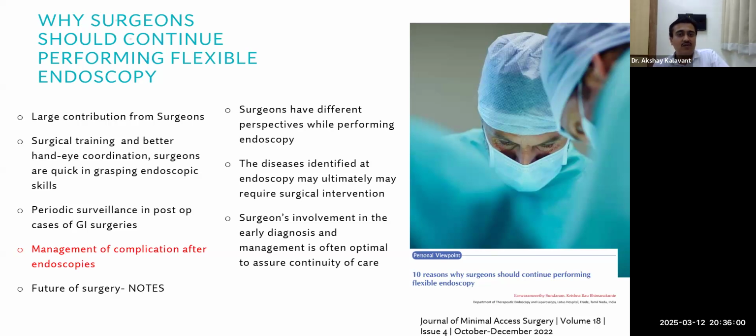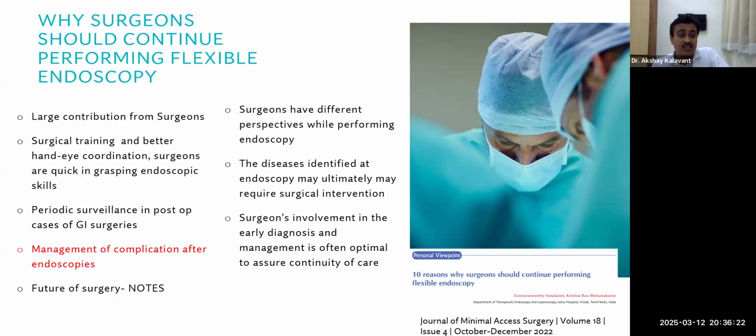Management of complications of endoscopy is another very important aspect, because with any complication related to endoscopy, the surgeon has to be in the background. Say there's an esophageal rupture, the surgeon has to pitch in. If there's a gastric perforation, or if there's a colonoscopy colon perforation, again, it's the job of the surgeons to set it right.